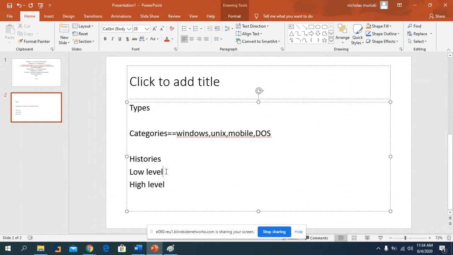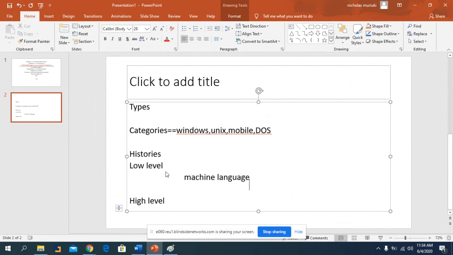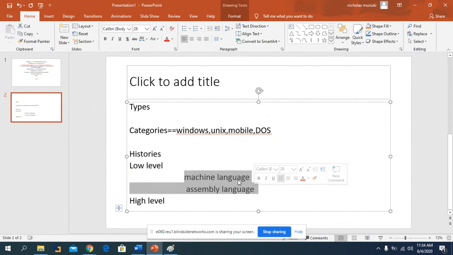In these low-level languages, we always say that we have two main categories. One of them is the machine language. And the next one is the assembly language. So these two languages are termed low-level languages because they are interpreted one way, not two ways. Meaning, the machine language uses binary coding.